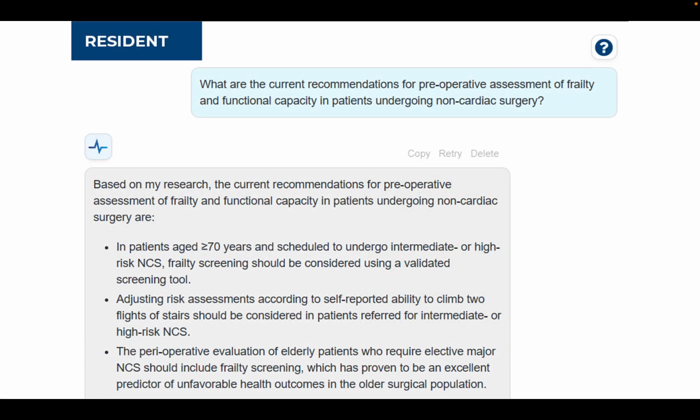Imagine that you have a question. For instance, what are the current recommendations for preoperative assessment of frailty and functional capacity in patients undergoing non-cardiac surgery? How much time would it take for you to browse all the guidelines and to find the answer? Well, here you prompt it and you get the answer, and you also get the indication that it's from this guideline at this page. This also would be very helpful for nurses and allied professions to use in clinical practice.